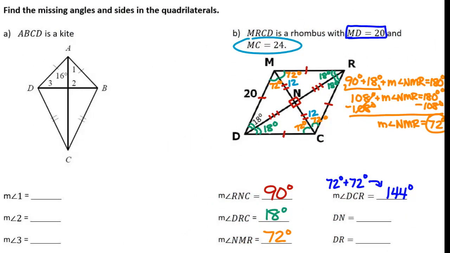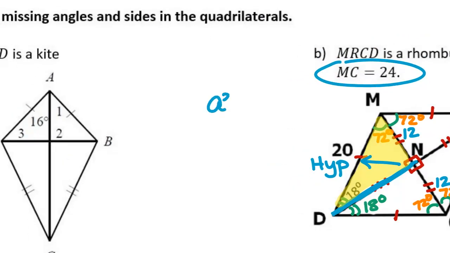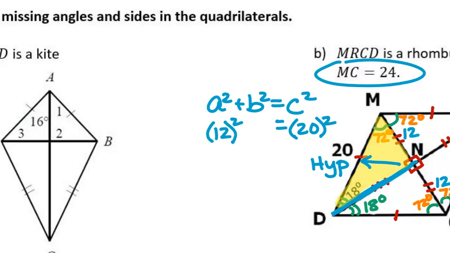Then we want the measurement of segment DN. This segment right here. So again, I'm going to look at a right triangle. I'm looking at this right triangle right here. And I'm going to use Pythagorean theorem. Now this time, this is my hypotenuse right here. So I do a squared plus b squared equals c squared. The 20 is my hypotenuse, so that goes in for c. So I have 20 squared. This side MN is 12, because that was half of that diagonal, so I have 12 squared.